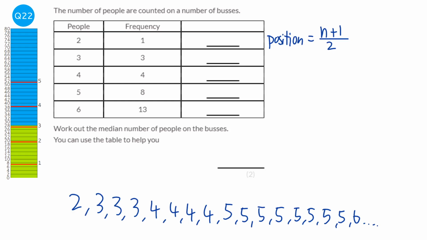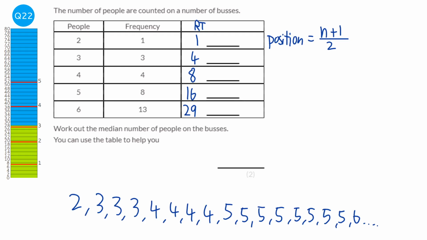So what we do is a running total. The running total is just adding up the frequencies as we go. So the first one is just 1. Then we add the 3 in the next row, so that's 4. Add the 4 in the next row, 8. Add the 8 in the next row, 16. Add the 13 in the next row, and that would be 29. Now we use the running total because the running total shows us where the last number is in that group.